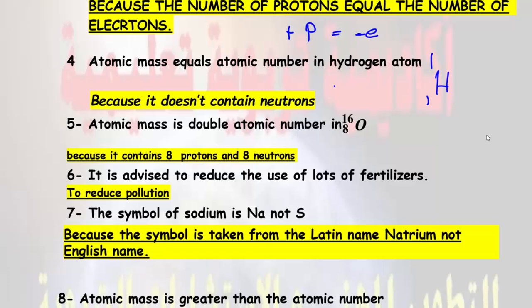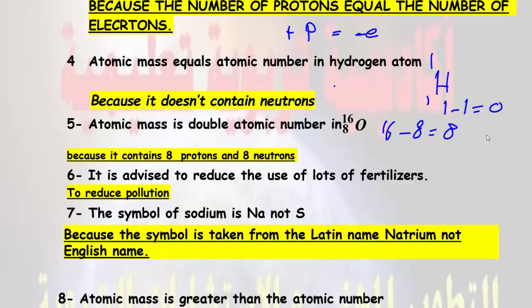Here, as we said, hydrogen has mass 1 and atomic number 1. When we subtract 1 minus 1, it gives us 0, so it has 0 neutrons. For the element with atomic mass 16 and atomic number 8, again 16 minus 8 equals 8, so it contains 8 protons and 8 neutrons.